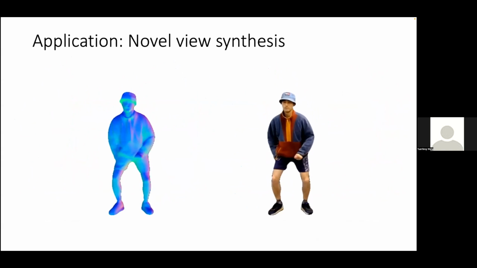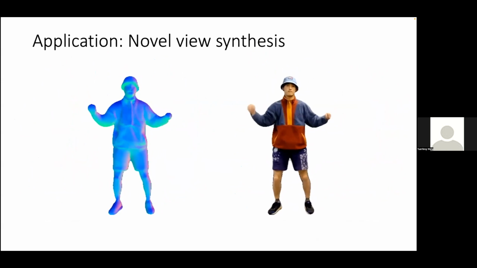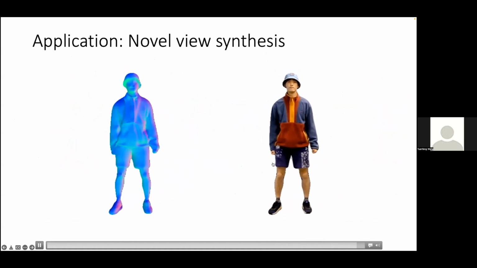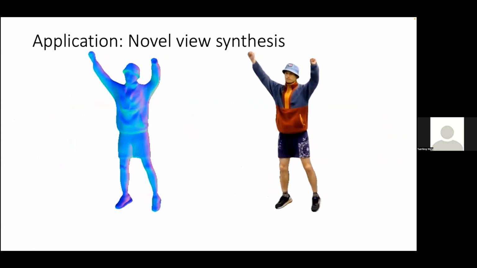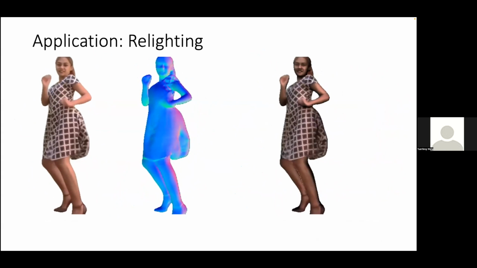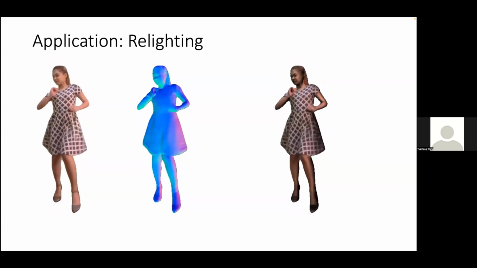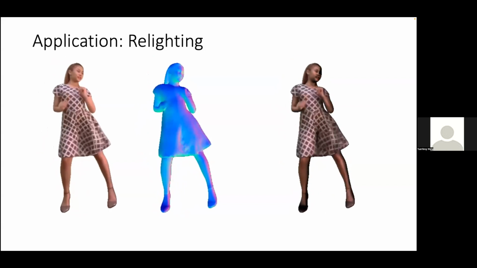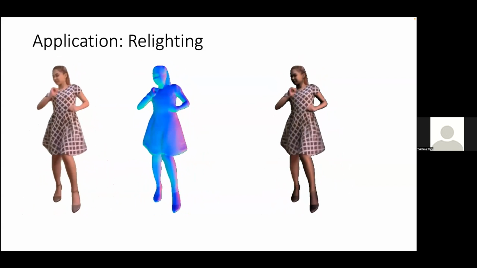As an application, since we now have the novel view and the 3D information, we can do novel view synthesis. You can see here, if the character is rotating or slightly changing the view direction, it is very easy for us to synthesize the new appearance. Also, the normal can help us with relighting. Of course, there's no self shadow here because we're only using the normal map for the relighted image.